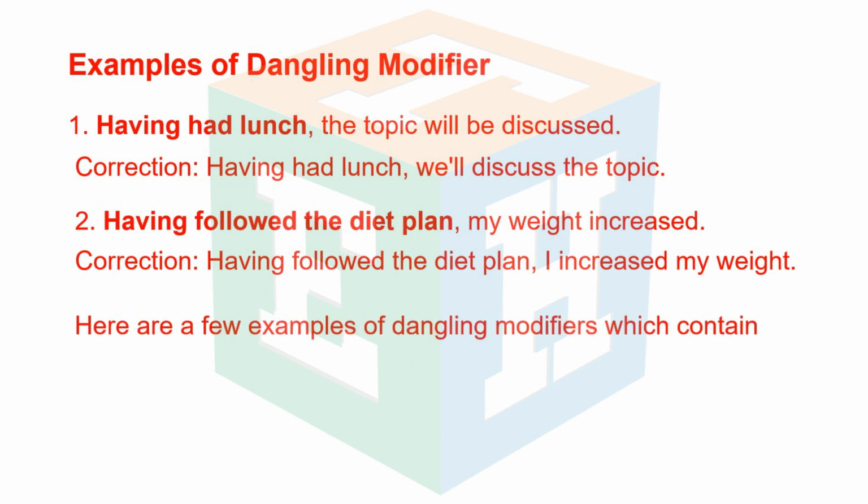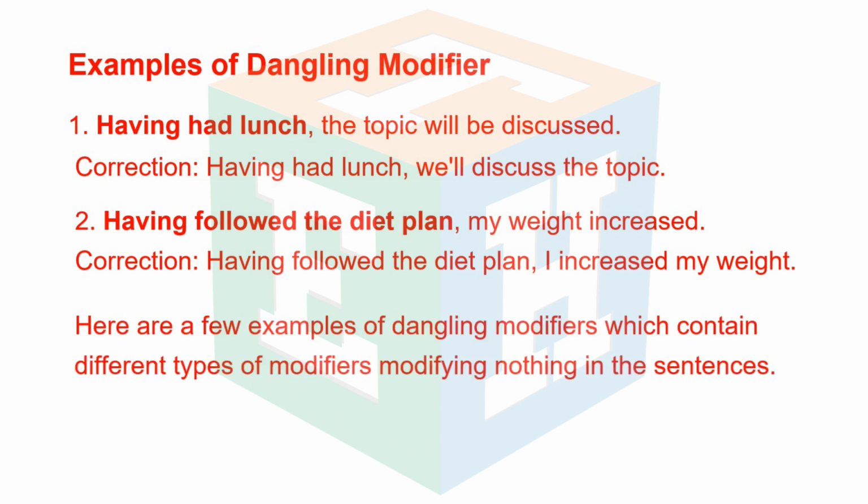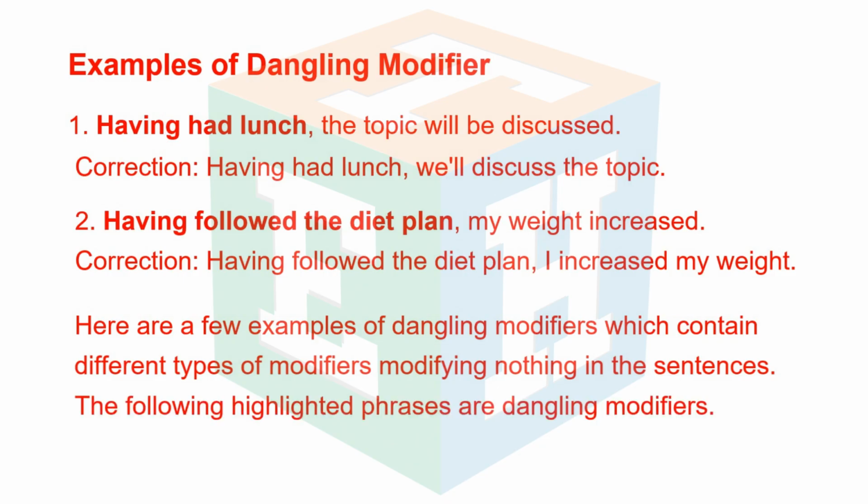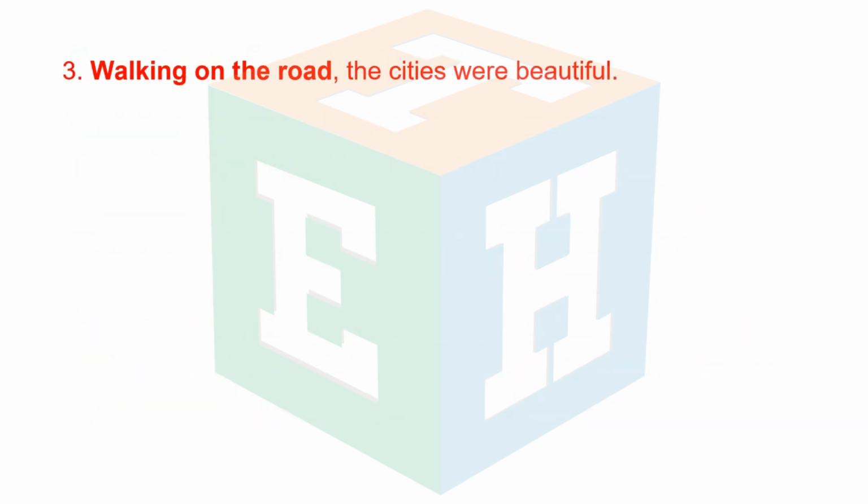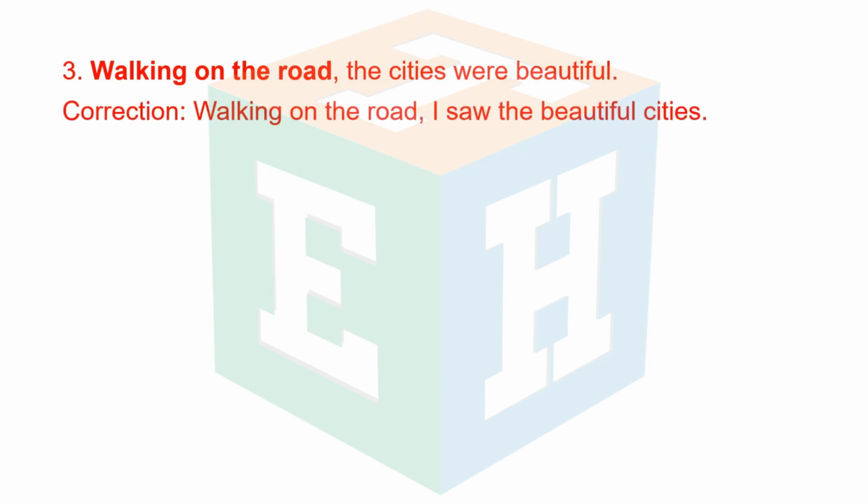Here are a few examples of dangling modifiers which contain different types of modifiers modifying nothing in the sentences. The following highlighted phrases are dangling modifiers. Number 3. Walking on the road, the cities were beautiful. Correction. Walking on the road, I saw the beautiful cities.